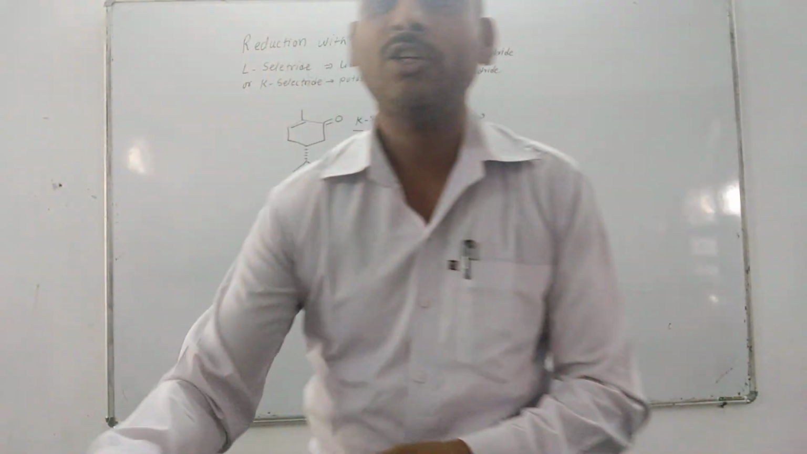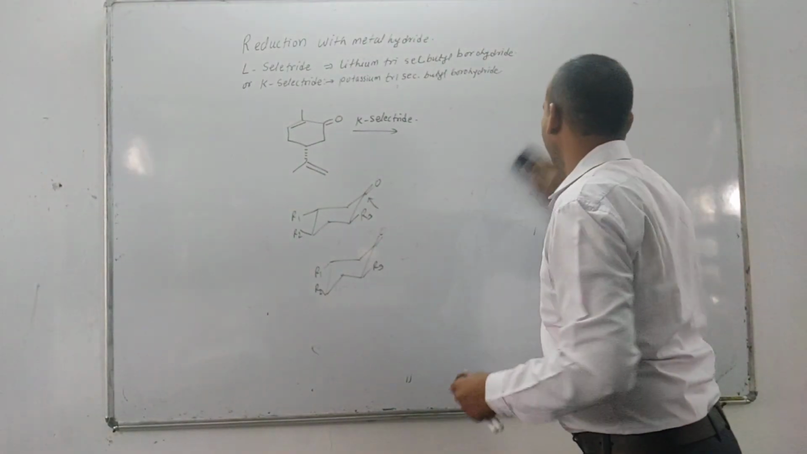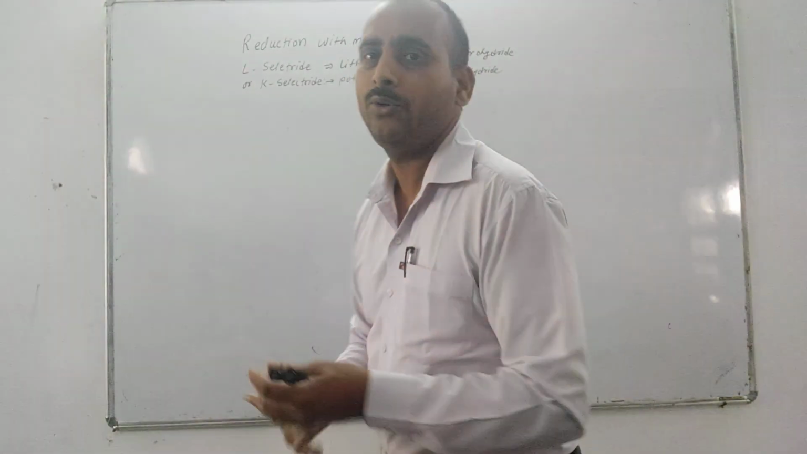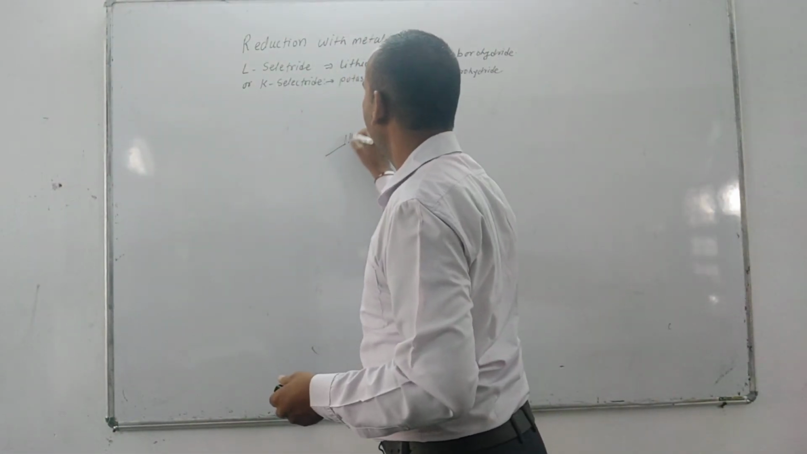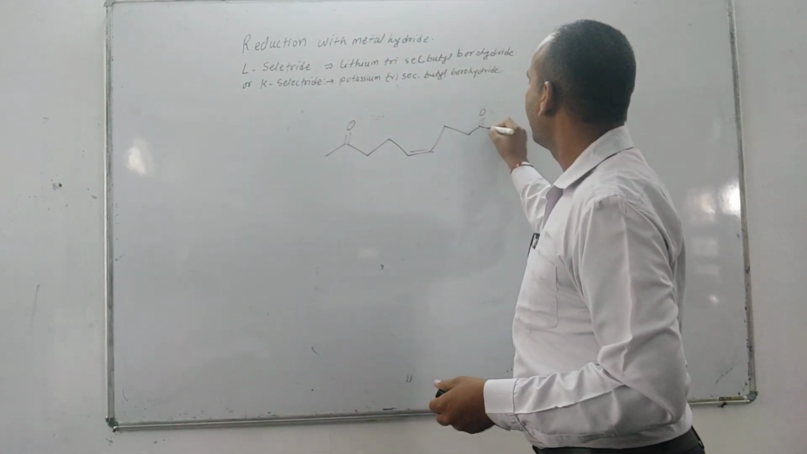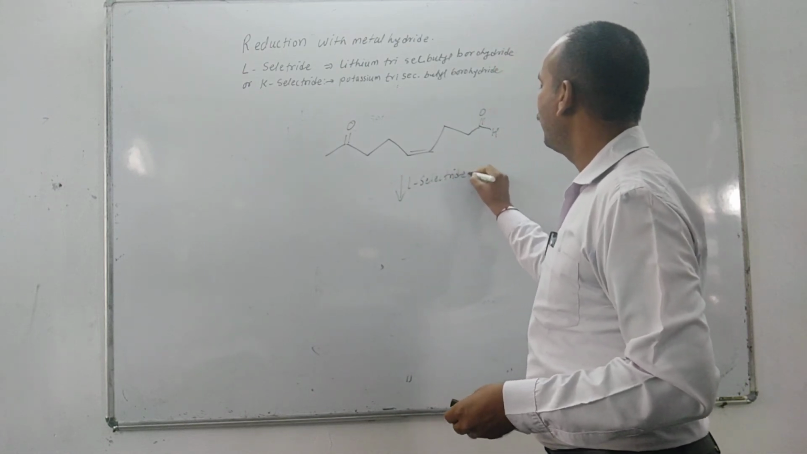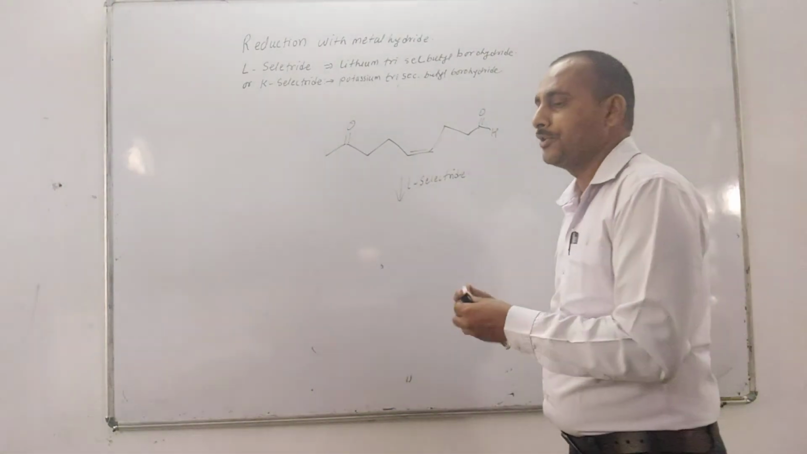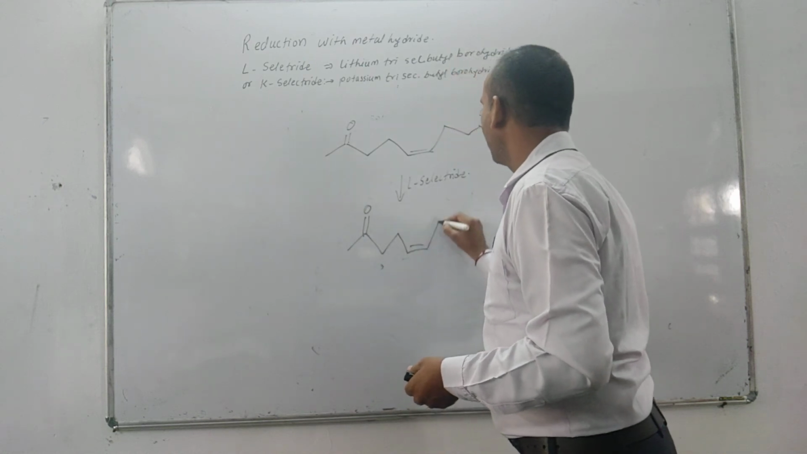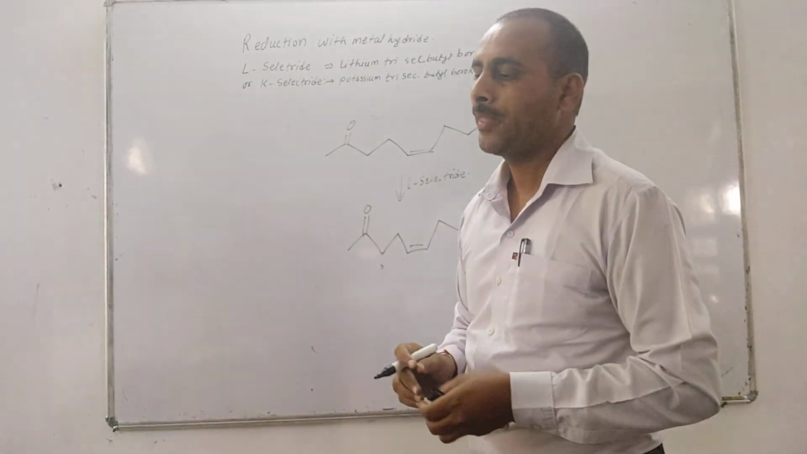Now it is also a chemoselective reducing agent which reduces selectively aldehyde in presence of ketone. So if there is an aldehyde and ketone, selectively it reduces the aldehyde and not the ketone. In presence of the reagent, only the carbonyl of the aldehyde gets reduced to form CH2OH, primary alcohol formation takes place.